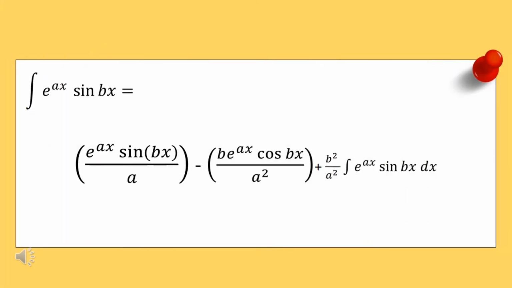And then for the integration of exponent ax over a square negative b square sine bx, we can simplify it by putting b square over a square in front of it, and we will get exponent ax sine bx over a minus b exponent ax cos bx over a square plus b square over a square integration of exponent ax sine bx.